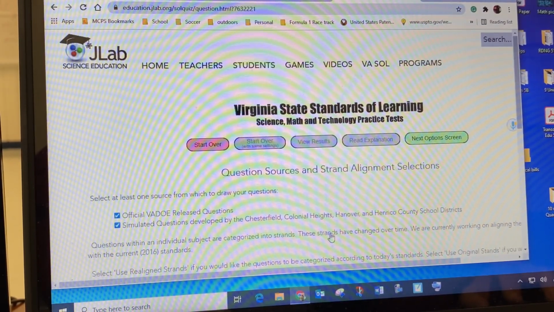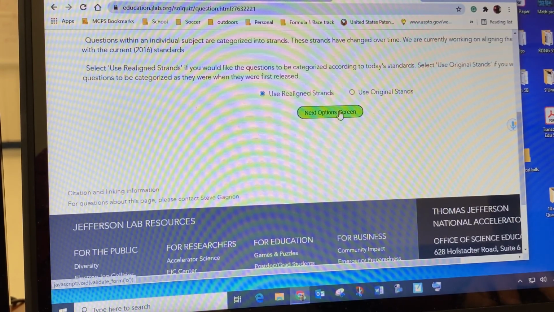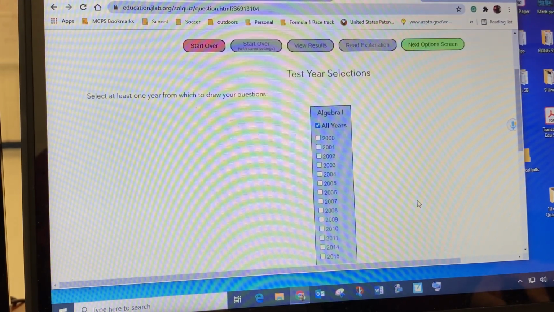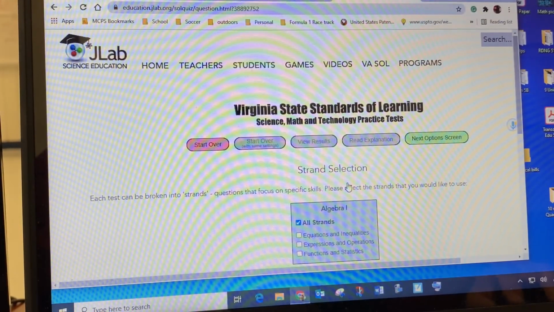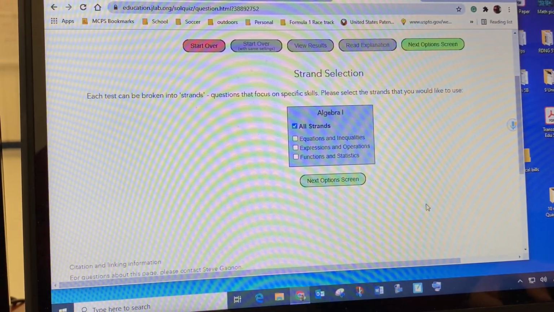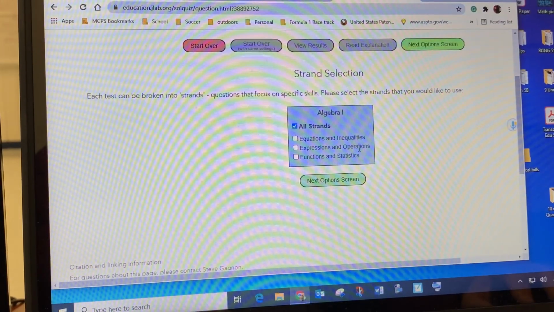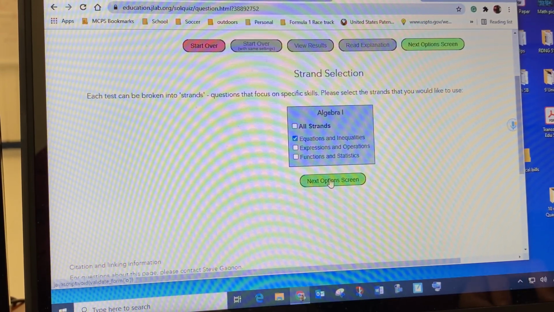This one is gonna be only for inequalities. Then I go here, next options screen, click. And then I'm gonna pick, all years is fine. Next option screen. And then there are three main topics: equations and inequalities. This one is what I'm gonna pick. Expressions and operation, Miss Lake already did this one. And for Thursday, I'm gonna do functions and statistics, okay? So let's go equations and inequalities. Next option screen.